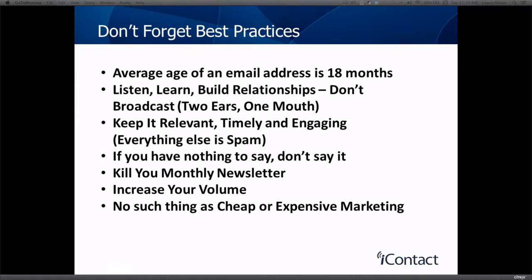So don't forget these best practices. We've already touched on the first one. The average age of an email address is 18 months. So as soon as somebody has subscribed to your list, you want to be hitting them straight away. The most successful email you will ever send will always be your first email. That may be a thank you email, but you want to get a sales message in there. And as I say, if you can push those complementary products and create that upsell opportunity, that is a fantastic opportunity for you. You want to listen, learn, and build relationships.